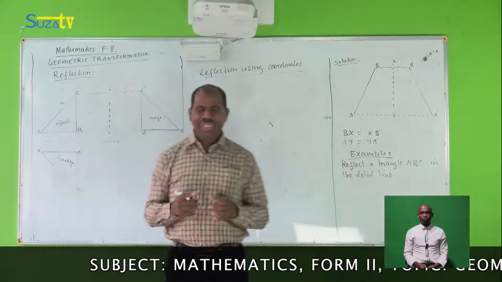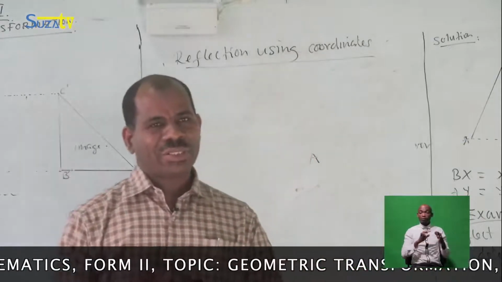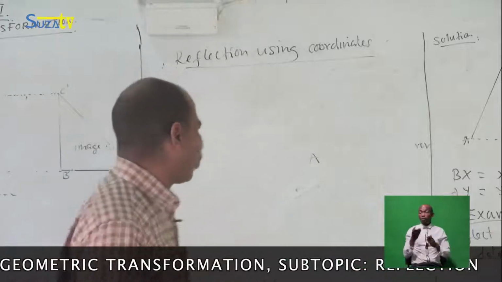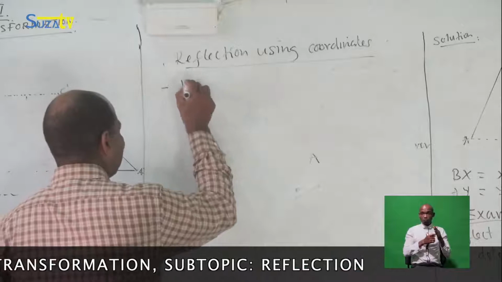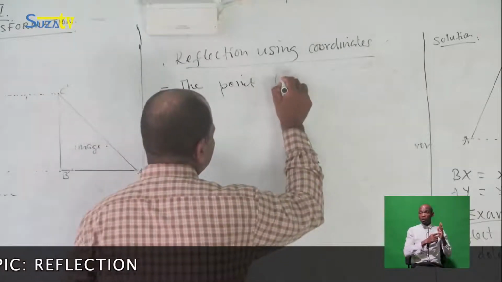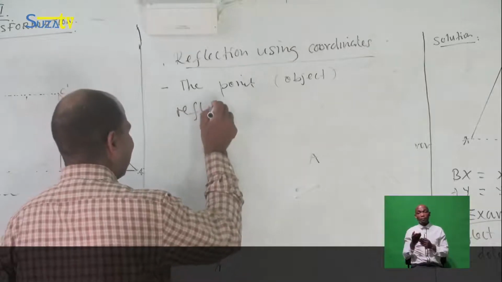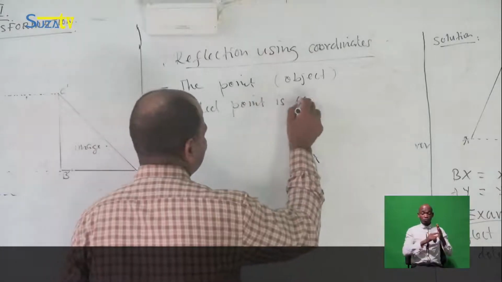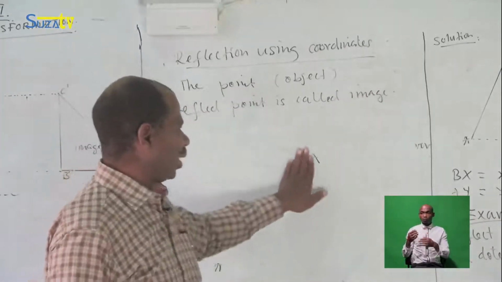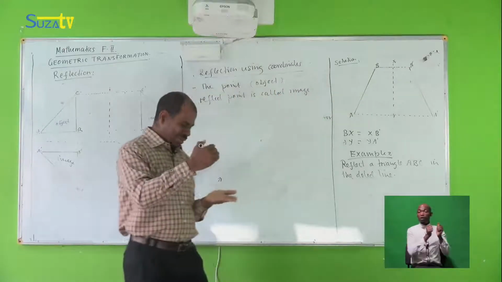So here we can reflect the point within a plane. The coordinates of the points are normally given, that is the object, and the reflected point is called the image. And then we do the same when reflecting a line or the corner of an object, using the end points of the lines.